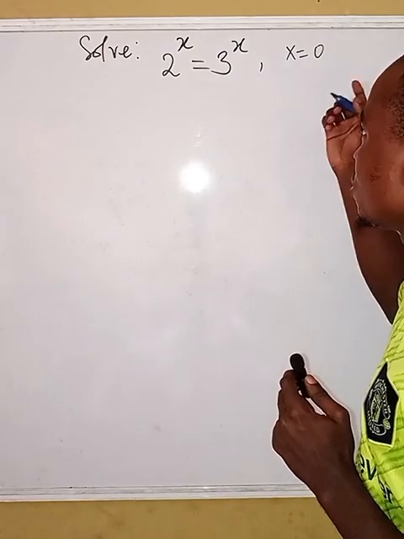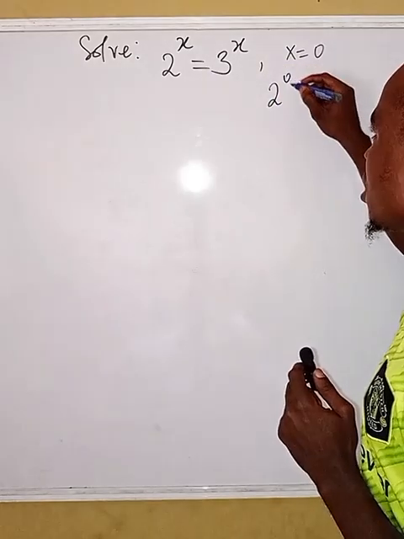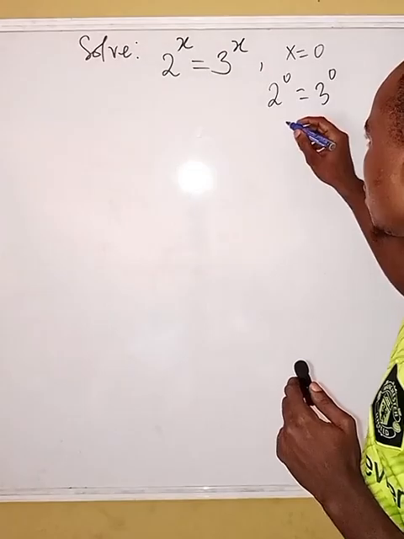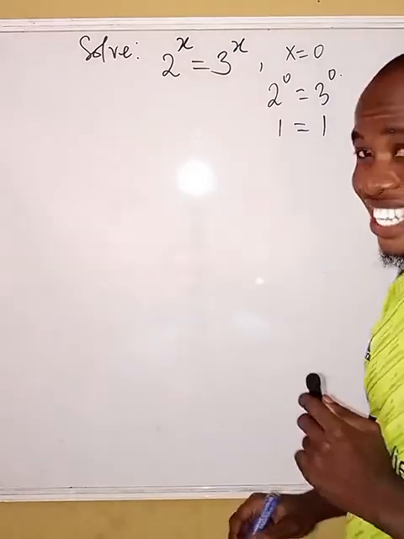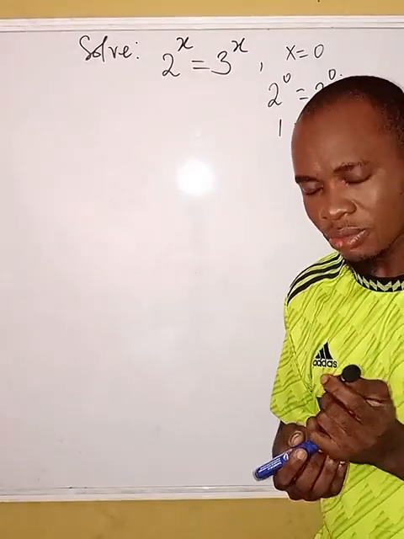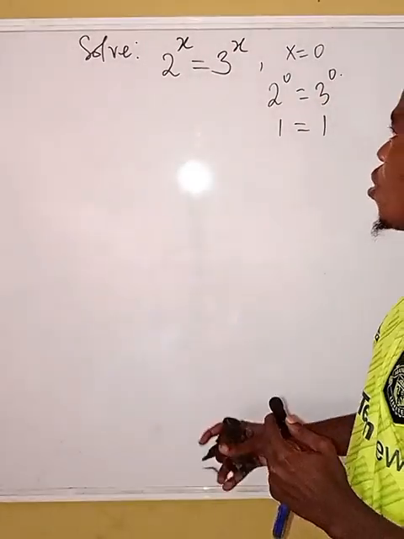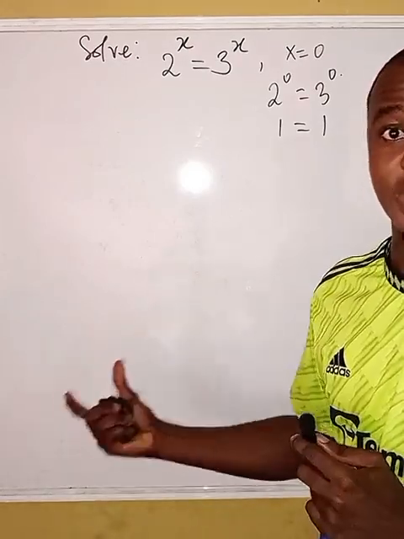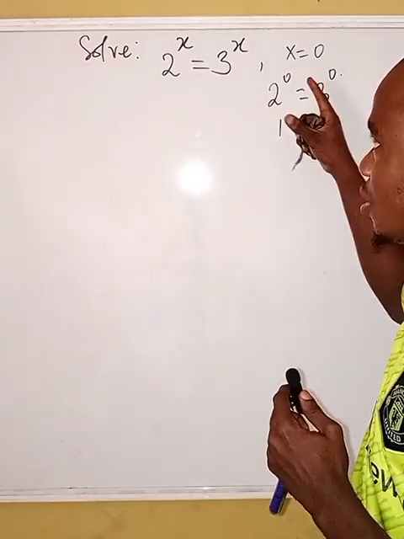Why is x equal to 0? If you put x to be 0 here, 2 to the power of 0 will give us 1, and 3 to the power of 0 will give us 1. So this shows that x is equal to 0. And that is it. We don't need to do more if this is a competition, especially for the students. That is just the logic.